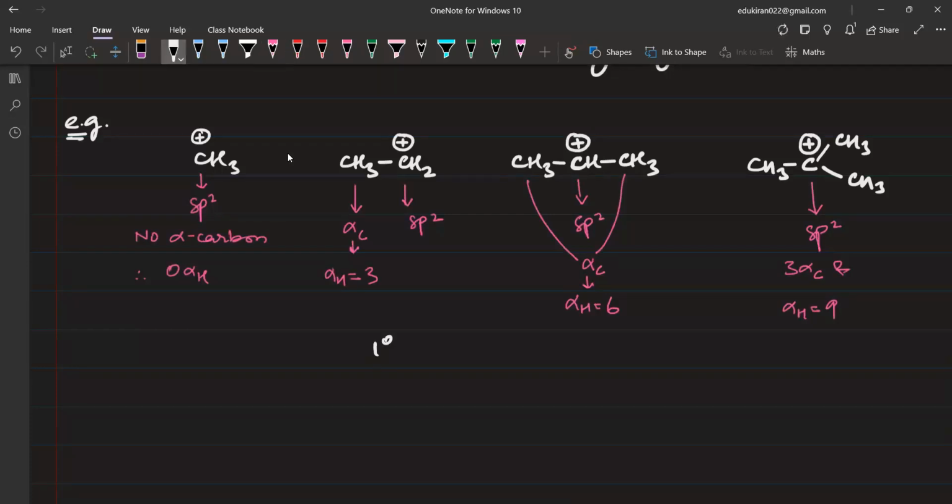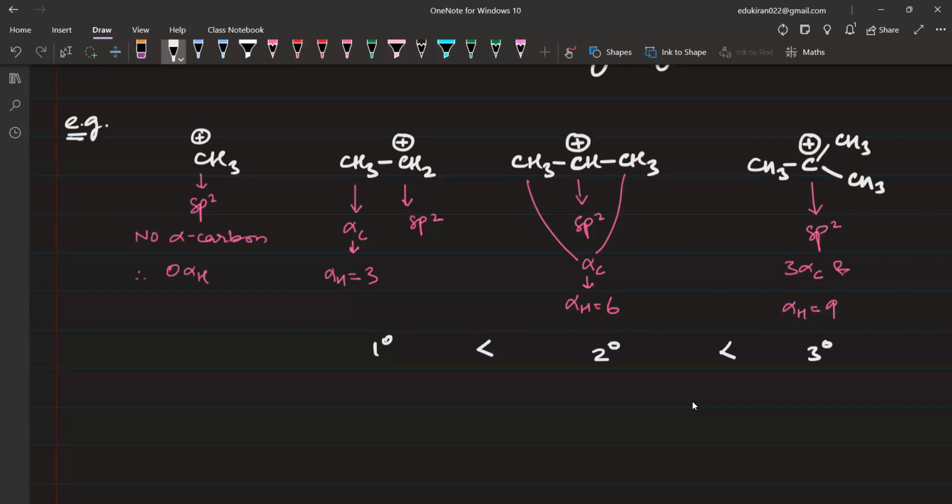And if I look here, this is 1 degree, this is 2 degree, and this is 3 degree. So the 3 degree carbocation has 9 hydrogens with which it can make a double bond, right? So the more alpha hydrogens, the more the number of electrons it would be getting, and the more the number of pi bonds it can make, and that is why the most stable is the 3 degree, then the 2 degree, and then the 1 degree. Is this clear? Yes or no? Please tell me, guys. Yes, sir.